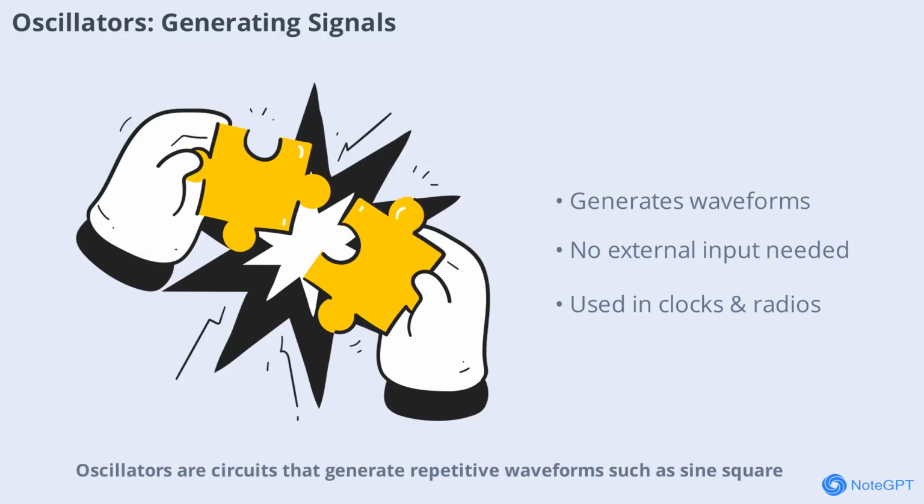Oscillators are circuits that generate repetitive waveforms such as sine, square, or triangle waves without any external input signal. They are essential for producing clock signals in computers, generating radio frequencies, and creating audio tones. Oscillators come in various types, each suited for specific applications. Next, we'll explore the main types: RC, LC, and crystal oscillators.